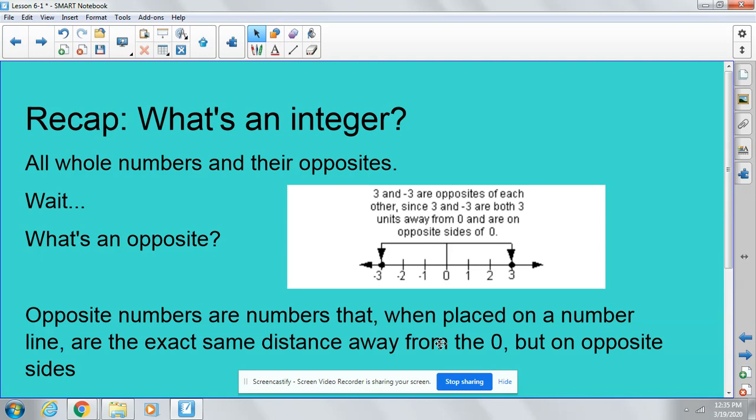So you're really just changing the sign. If your original number was a positive number, its opposite is negative. If your original number is a negative number, the opposite is a positive number. So in this example, it says 3 and -3 are opposites of each other, since 3 and -3 are both 3 units away from 0 and are on opposite sides of 0. One is on the right, one's on the left.